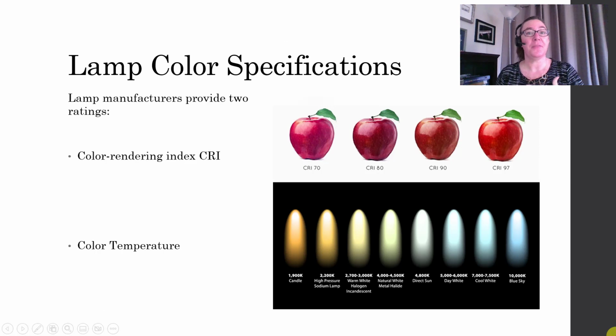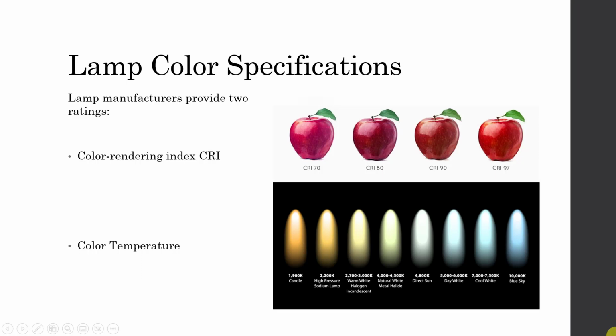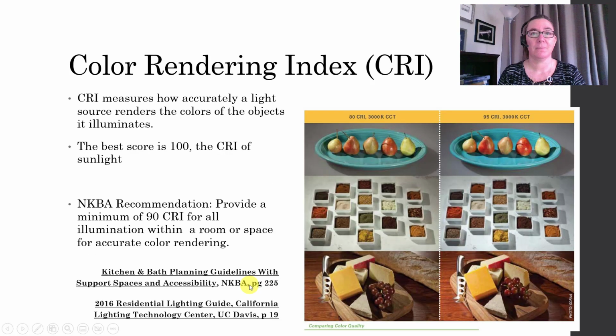So let's move on to some other criteria for selecting your light fixtures, and that is the color specifications. The color rendering index measures how accurately the light source renders the colors of the object it illuminates, and we're measuring it against sunlight. So we set sunlight at a maximum of 100, and then anything less than that. So NKBA recommends that a minimum of 90 CRI be provided.